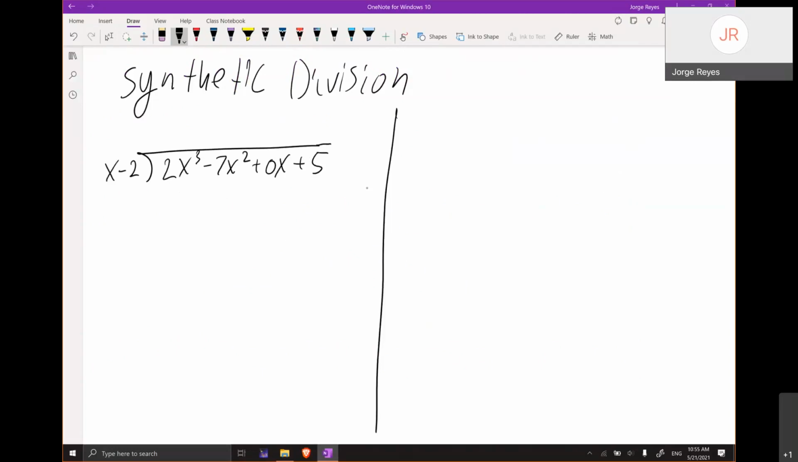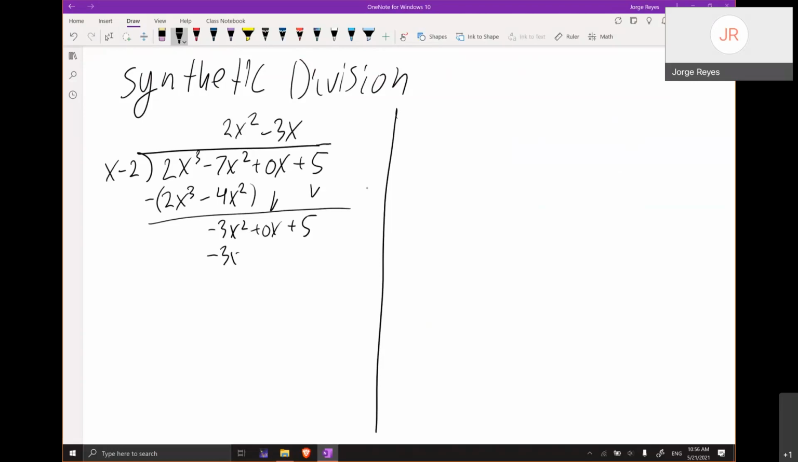Okay, so I'm gonna get a 2x squared. So that's gonna give me 2x cubed minus 4x squared. So I'm gonna subtract. That's gonna get me a minus 3x squared. I'm gonna drop these down. Okay, so then I'm gonna want minus 3x. So minus 3x squared plus 6x. That's gonna get me negative 6 plus 5.